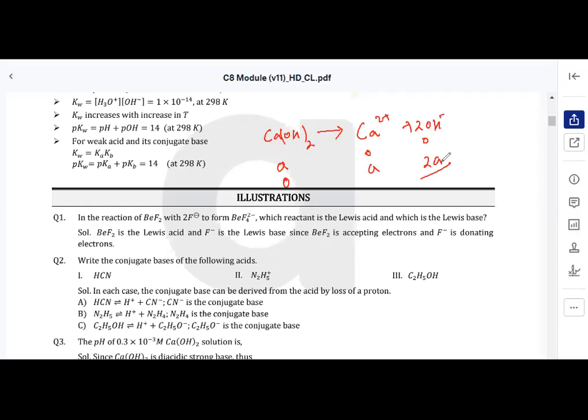Raise your hand if you think that it is right. Because it is a strong electrolyte, it will dissociate completely, and we just have to use the mole concept. Very good. So tell me, what is the concentration of OH minus?